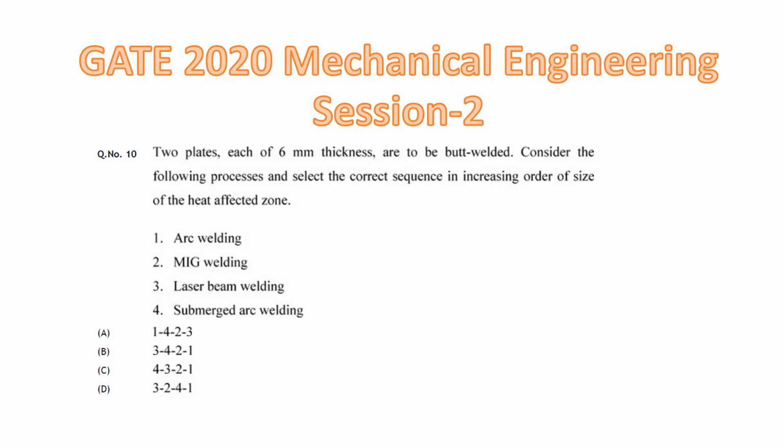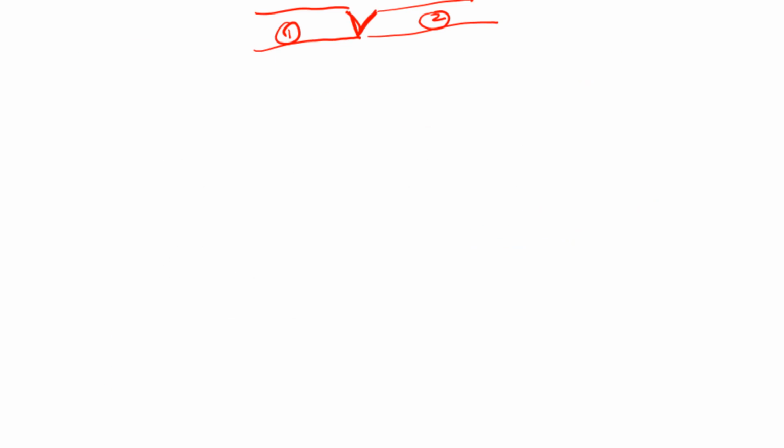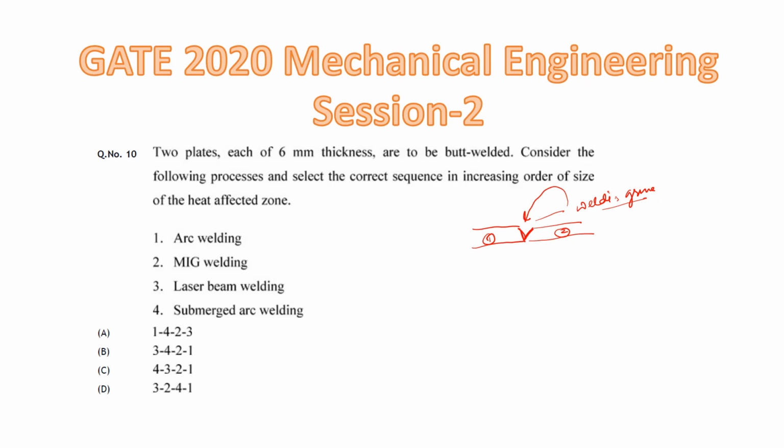Two plates, each of 6 mm thickness, are to be butt welded. Consider the following processes and select the correct sequence in increasing order of the heat affected zone. Right? So whenever we do welding of two plates, suppose these are the two plates, plate number 1 and plate number 2, and this is the groove, the welding groove, right? This is made so that the filler can be filled easily. Filler can be filled and it will reduce the distortion basically.